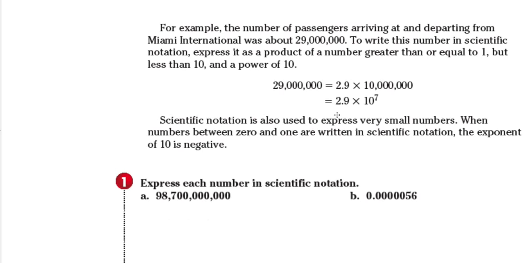Scientific notation is also used to express very small numbers. When numbers between 0 and 1 are written in scientific notation, the exponent of 10 is negative. Again, let me repeat that. When numbers between 0 and 1 are written in scientific notation, the exponent of 10 is negative. Take note of that because this is where we're going to go in example B.